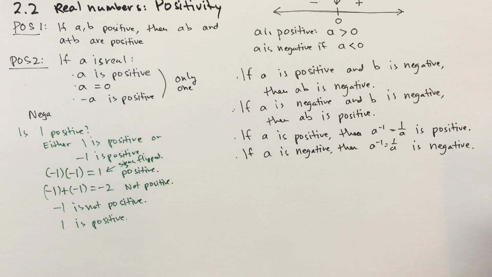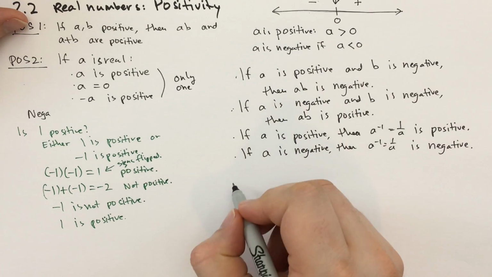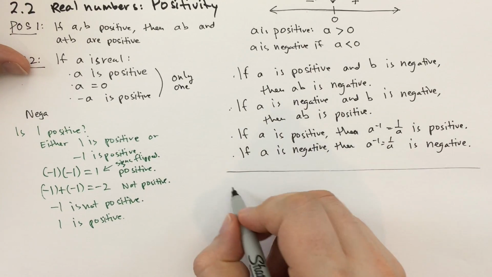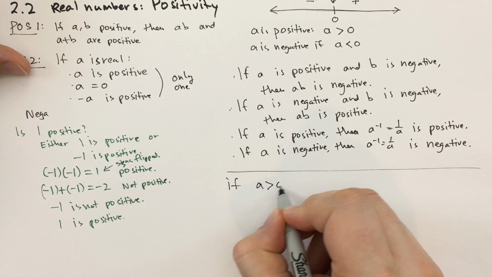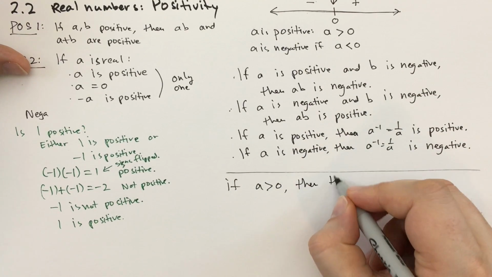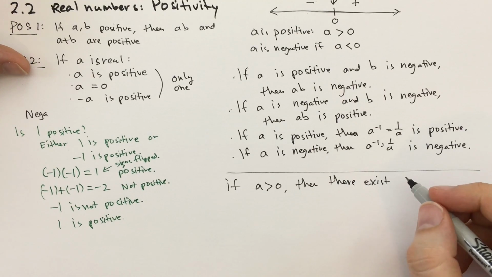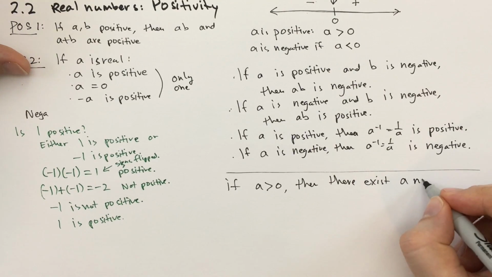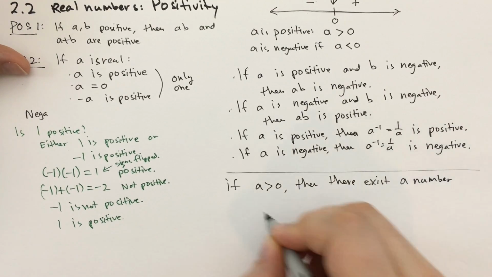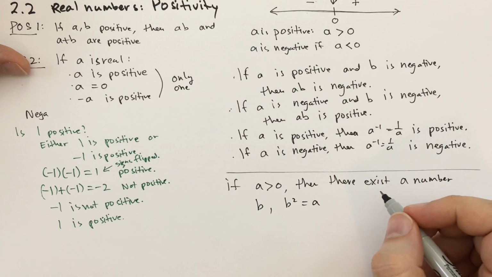One of the properties of real numbers, which we assume without proof, is that every positive real number has a square root. That says, let me draw a line here. If A is greater than 0, it's positive, then there exists a number B such that B squared is equal to A.